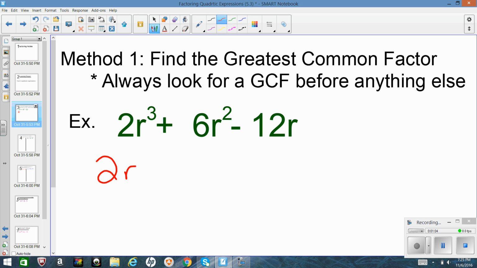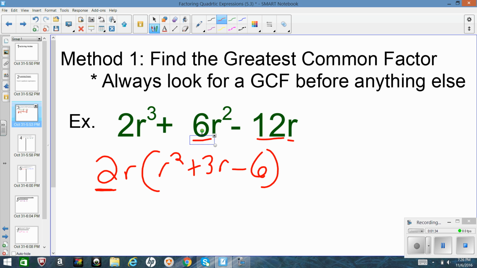If we take a 2r out of the first term, we're going to be left with r squared. If we take a 2r out of the second term, we're going to be left with 3r, because we take the 6 and divide it by 2, and we had 2 r's, we took 1 r out, so we have 3r. And minus 6, because again, we take this 12 and divide by 2, which gives me my 6. I had 1 r, but I took an r out, so all the r's are gone.